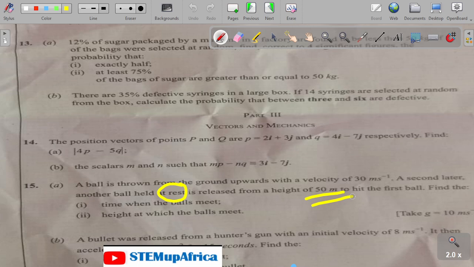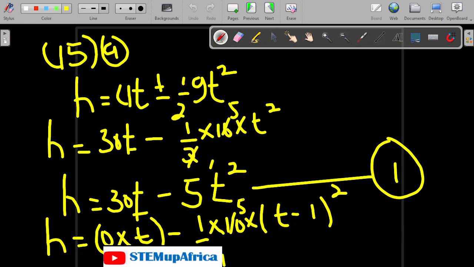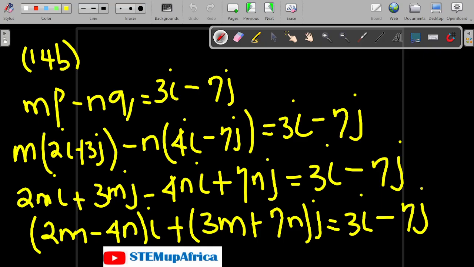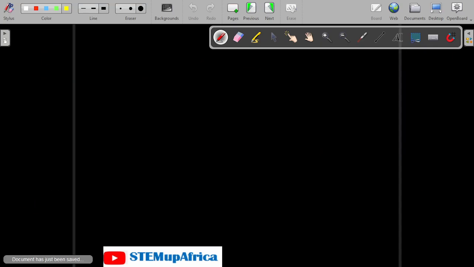Now I say the height of the ball. So find the height of the ball. I can use equation 1 or equation 2. Equation 1 will be better for all. Let's use 1. So I will say from 1.